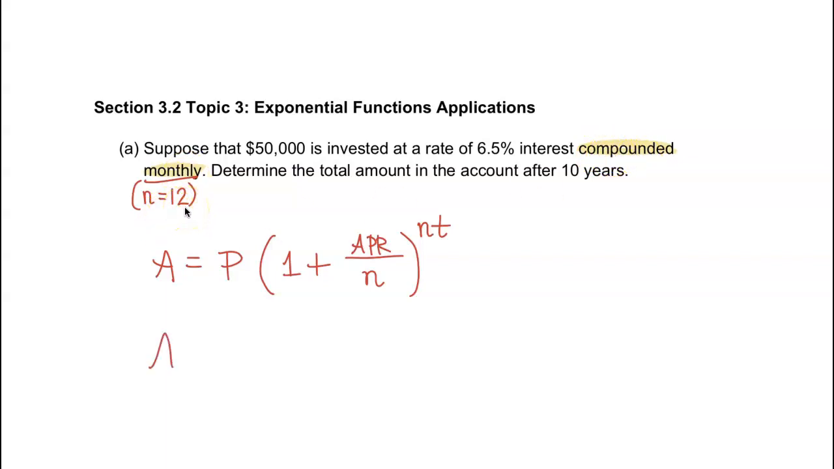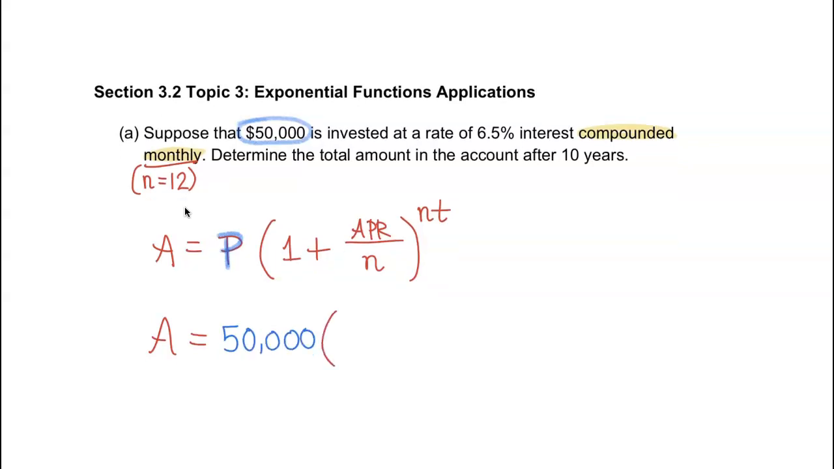So let's find that total amount A. Let's start with P first. P stands for the beginning amount, like how much is invested in the beginning. We call that principal, and that will be $50,000. So let's plug in 50,000 for P. Open the parenthesis, and we're going to just keep on going with that formula. 1 plus APR, they did say that the rate is 6.5%.